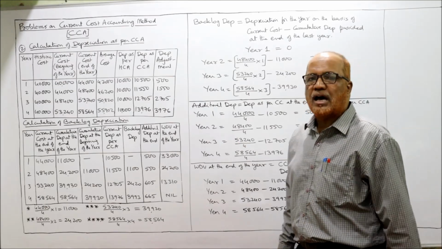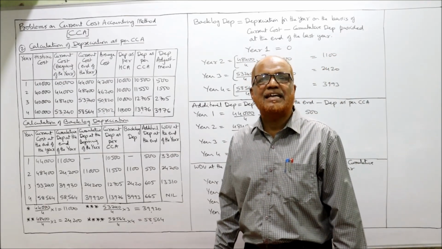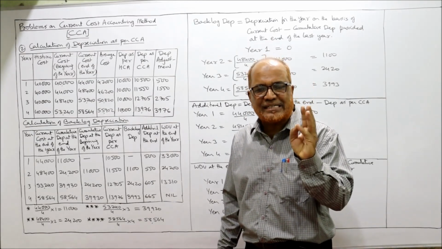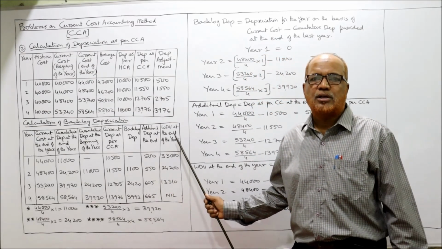So two problems I have completed on this CCA method. These two problems are regarding calculation of depreciation as per CCA and backlog depreciation.